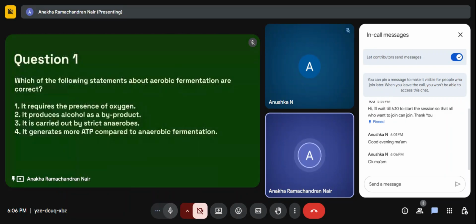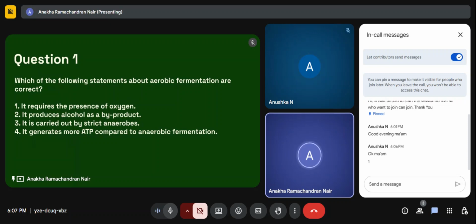All right. Let's move to the first question: which of the following statements about aerobic fermentation are correct? There are four options. Option 1: it requires the presence of oxygen. Option 2: it produces alcohol as a byproduct. Option 3: it is carried out by strict anaerobes. Option 4: it generates more ATP compared to anaerobic fermentation. Let's see what the answer is then.